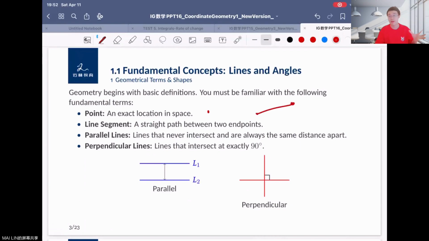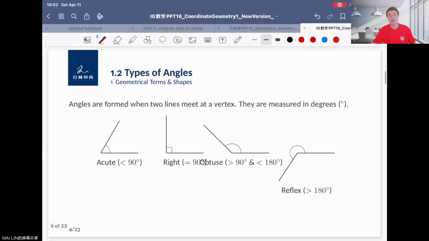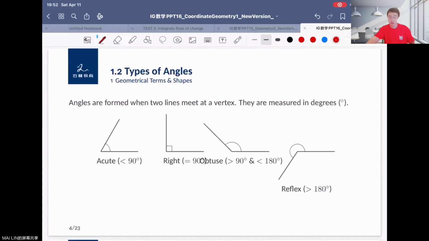And also we have parallel lines. Like here, you can find L1 and L2, they are parallel, okay? And also perpendicular lines, okay? So they are perpendicular to each other, okay? And also we have types of angles, okay? So we have acute angle. That means two lines intersect at an angle that is smaller than 90 degrees. So we call this an acute angle.